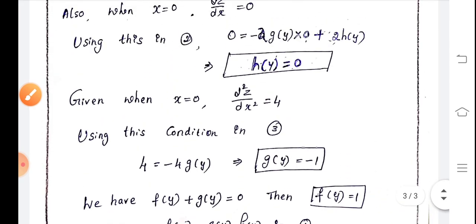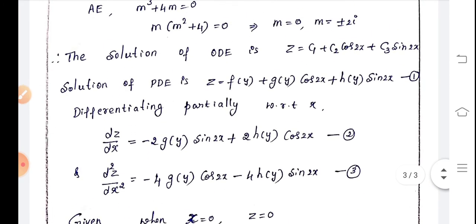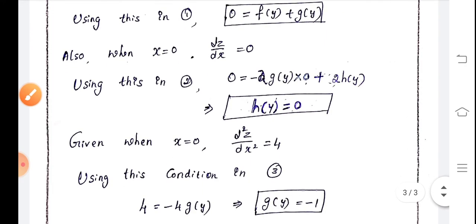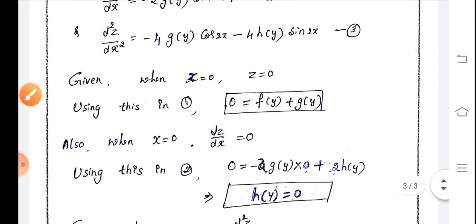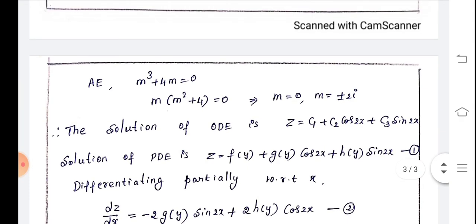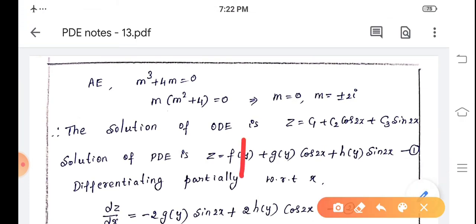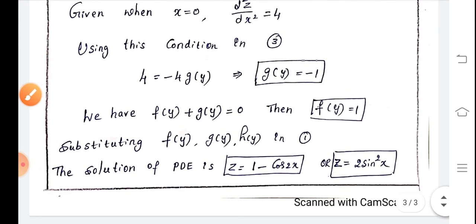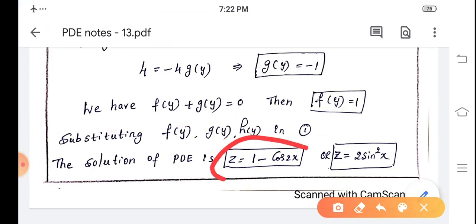Substituting all these values in equation 1: f of y is 1, g of y is minus 1, h of y is 0. That is, z is equal to 1, here g of y is minus 1 into cos 2x, plus 0. That is, we write the solution as z is equal to 1 minus cos 2x.